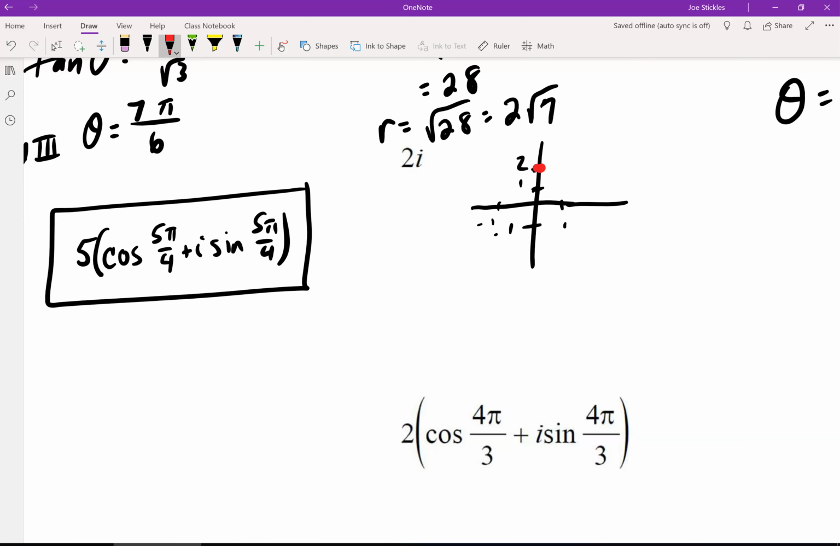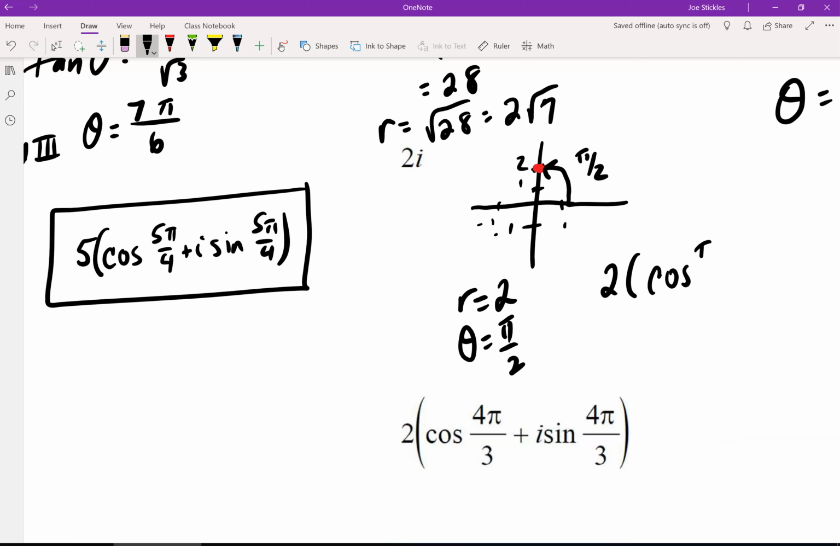Well, it's pretty easy to see then that that point is 2 units away from the origin, right? It's 2 units away from the pole because I just went up 1, 2. That's 2 units. It's also easy to see, hopefully, that the theta has to be pi over 2 because that's the angle this way, right? That is pi over 2 going that direction. So then our polar form is 2 times cosine of pi over 2 plus I sine of pi over 2.